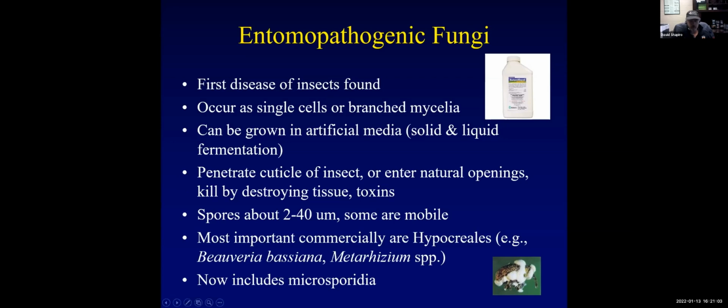The most important ones are going to be in the group Hypocreales. You have Beauveria bassiana, the white muscardine. Metarhizium is similar, but a green fungus. And then you also have one called Cordyceps. Microsporidia, also a disease of insects that has been used in microbial control, is now actually included with the fungi.